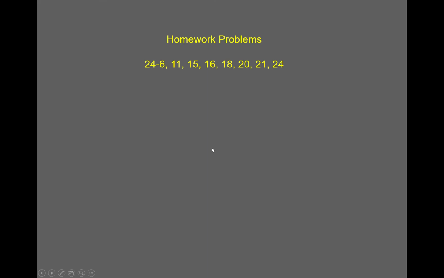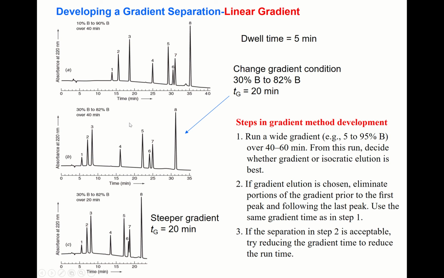So that's why the second one was obtained by changing the solvent B percentage from 30% to 82%. Then we get this one, and all these 8 peaks appeared in less than 32 minutes. So several minutes were shortened compared to chromatogram A, but maybe you can still do better.